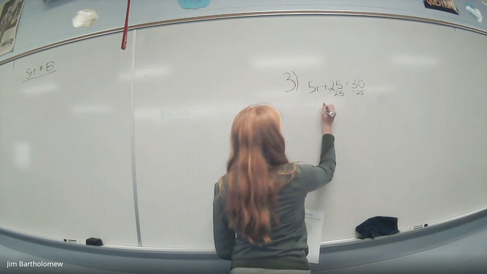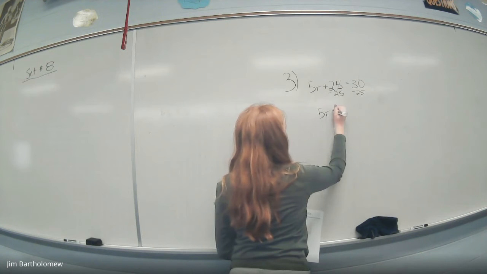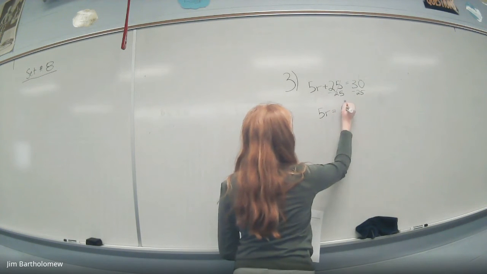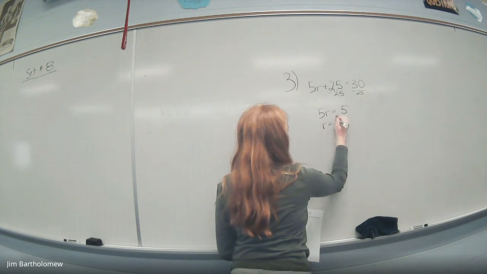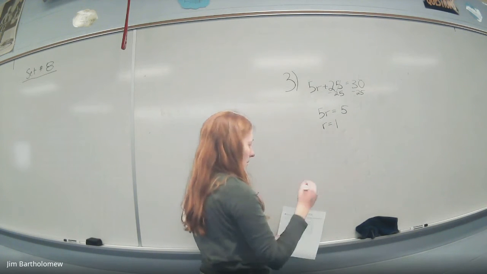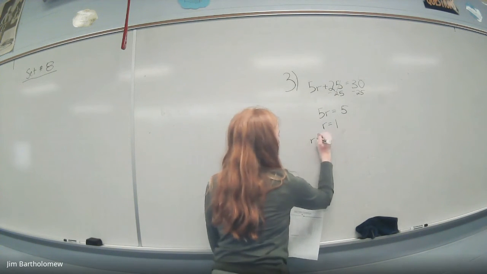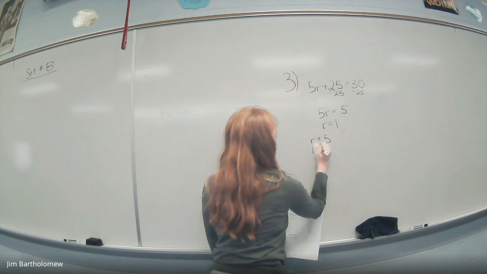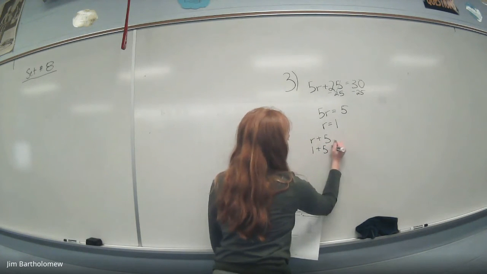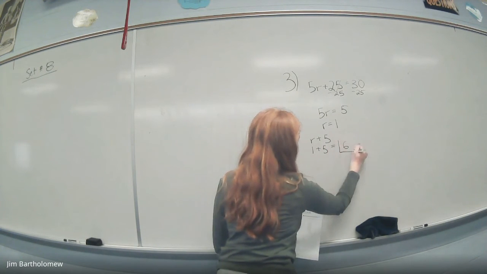That'll go away. 5r equals 5. Then divide by 5 on both sides. r is going to equal 1. Then you have to go back in and find the value of r plus 5. Substitute in 1 for r. You get 1 plus 5. And your final answer will be 6.